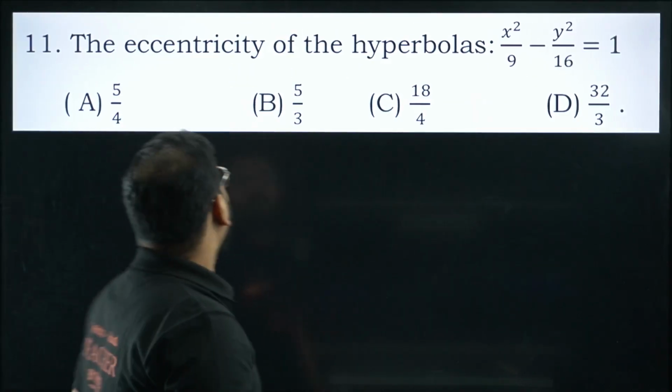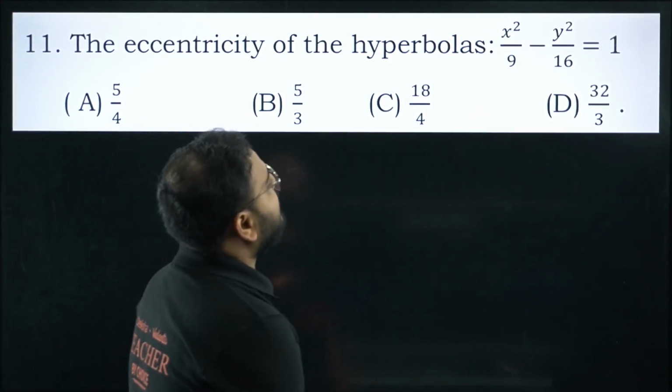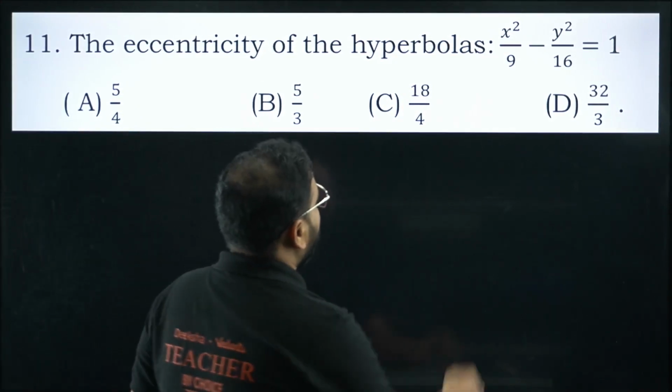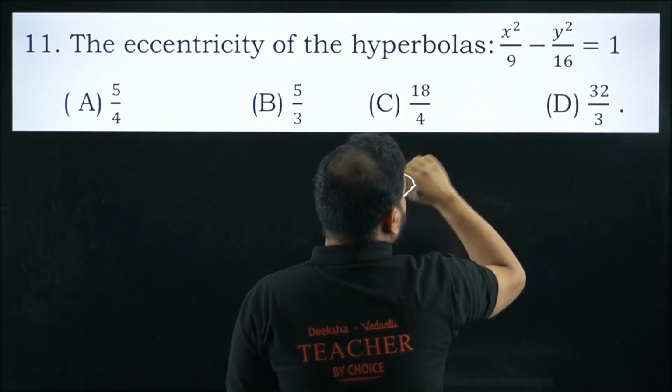This one, the 11th one: the eccentricity of the hyperbola x squared by 9 minus y squared by 16. Okay, from here I get a squared value is 9.